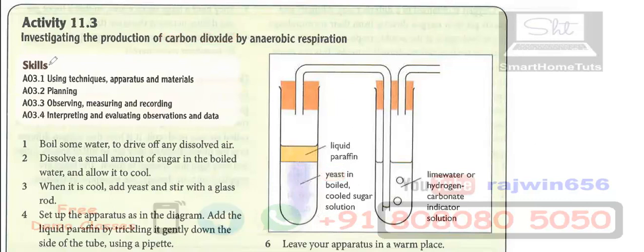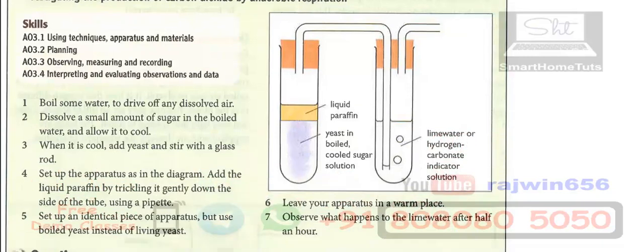Okay, so we'll just go through this. What are the skills required? Using techniques, apparatus and materials. Planning, observing, measuring and recording, interpreting and evaluating observations and data. So we'll just go through this experiment that is given to us.